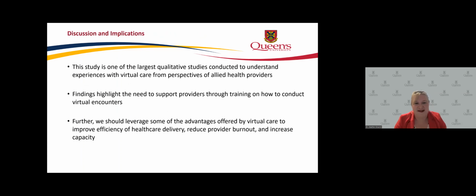Thanks. So this study, to our knowledge, is one of the largest qualitative studies conducted to understand the experiences with virtual care from allied health providers. And our findings highlight the need to support providers further, specifically with training on how to actually conduct virtual encounters. And further, we should think about leveraging some of the advantages, such as improving efficiency of healthcare delivery, potentially reducing provider burnout, and increasing capacity.